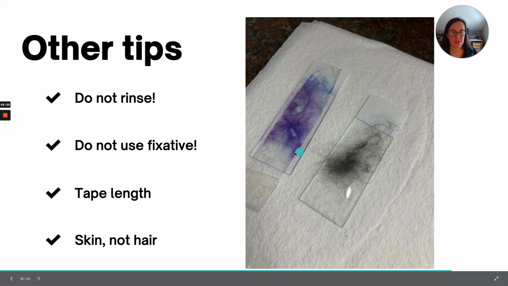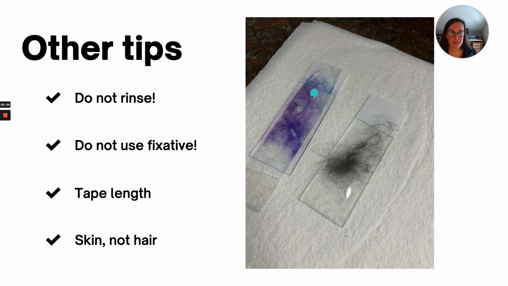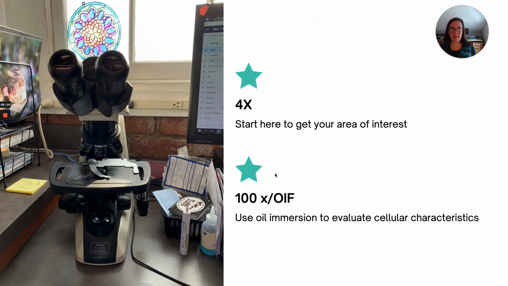Your tape length. Okay, so this is one of the issues here, that the tape length was just insane. So tape length should really just be about 3/4 of the slide. So you want to make it so that it starts here and then just kind of ends here. If you have this long dangly, it's just going to be something that gets in your way. And then 4x to get your area of interest, and then use your 100x oil immersion to evaluate your cellular characteristics.